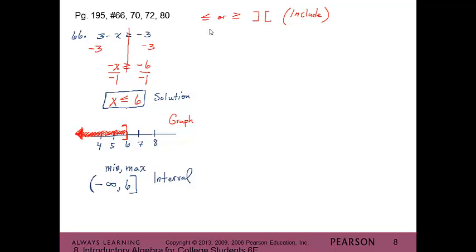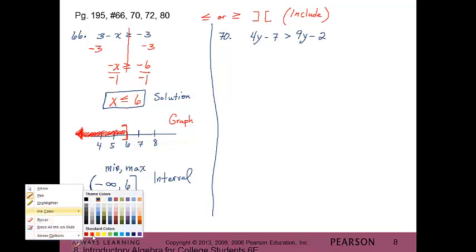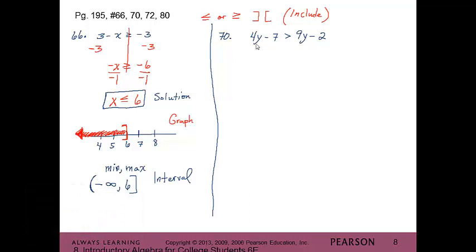All right, let's look at number 70. And we have 4y minus 7 is greater than 9y minus 2. And here we're solving for y. So let me get my y's together first. I'm going to subtract 4y on both sides. On the left side, I have negative 7 is greater than 5y minus 2.